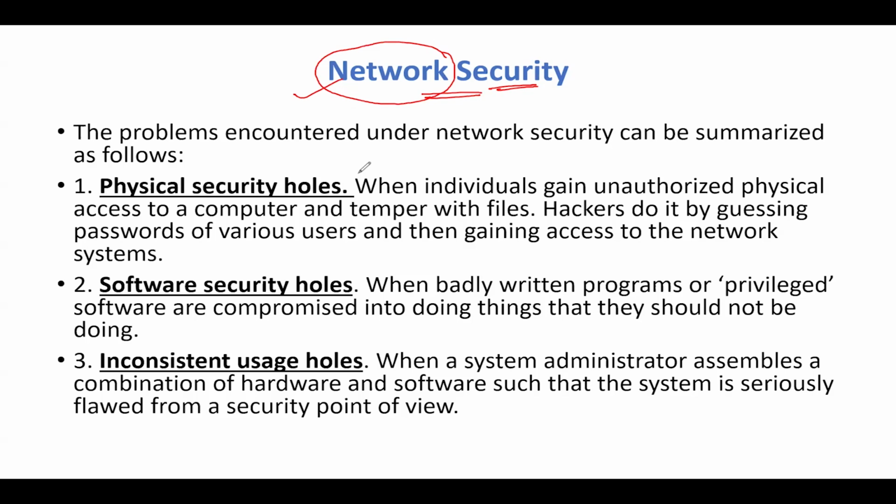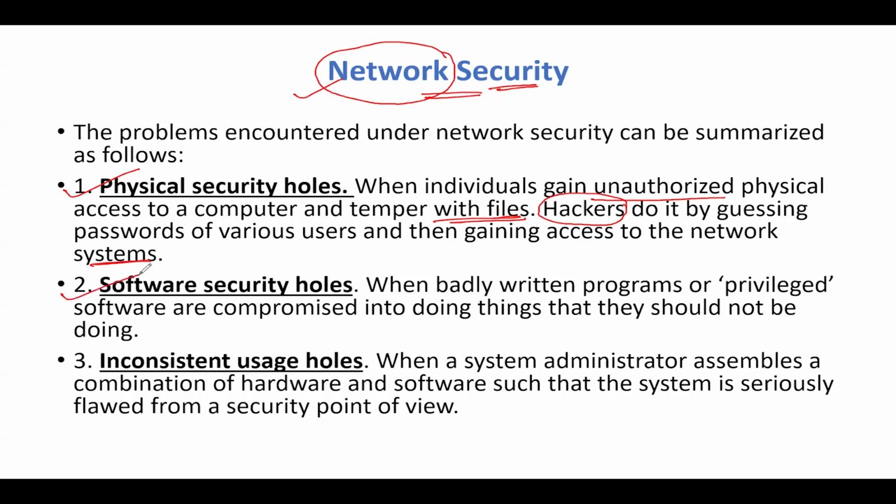All right. So the problems encountered under network security can be summarized into three kinds of loopholes. The very first one is physical security holes. So what is the meaning of that? When individuals gain unauthorized physical access to a computer and tamper with files, hackers do it by guessing the passwords of various users and then gaining access to the network system. So we are all aware, or we have heard the word hackers. Hackers are persons who are not authorized to access those files, but yet they will go ahead and do it for some benefit. So that is nothing but your physical security holes.